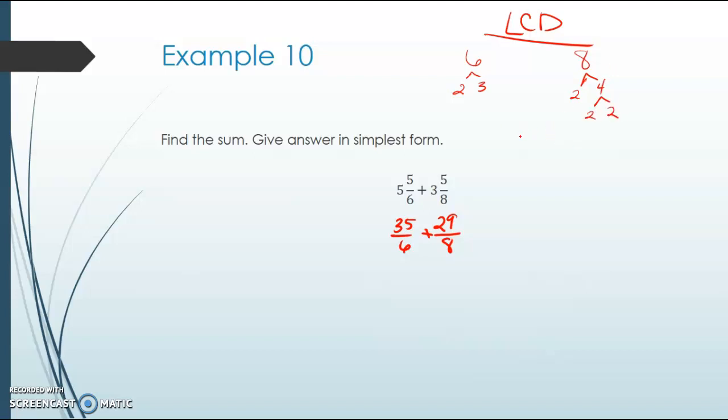Then I look at what's the same, right? So 2, and the 3 can go all the way out here, and 2 times 2 times 2. So what this comes down to is I have 2 times 2 times 2 times 3. And so 2 times 2 is 4, 4 times 2 is 8, 8 times 3 is 24. So our LCD is going to be 24. So I'm now going to have 24 in my denominator.